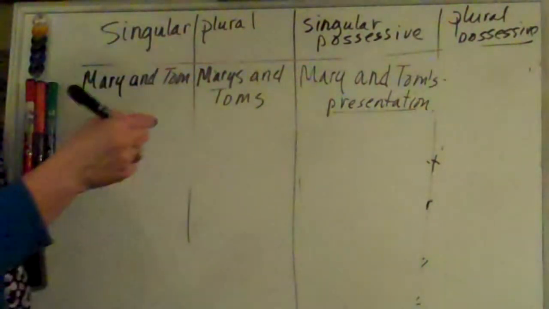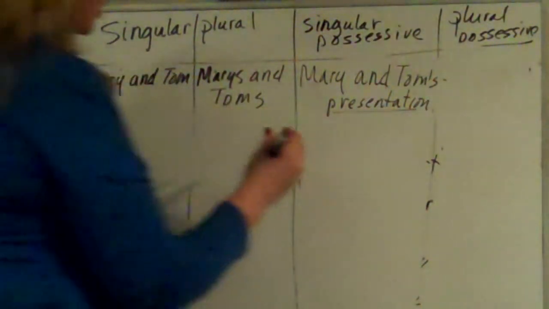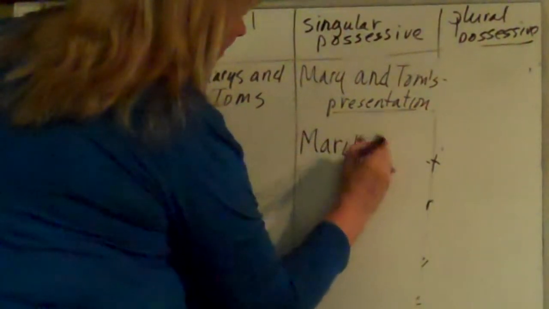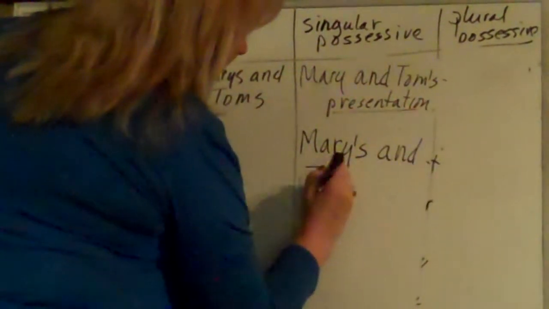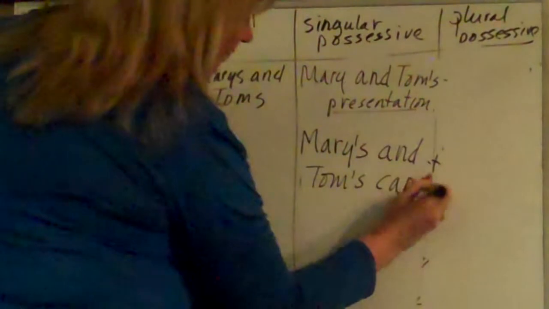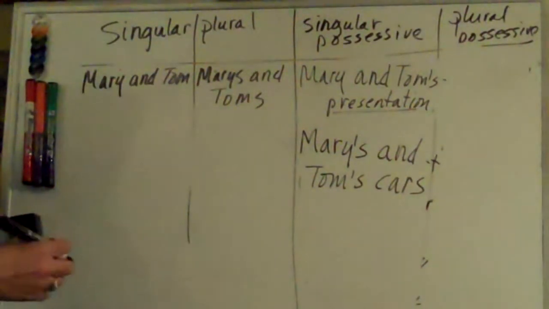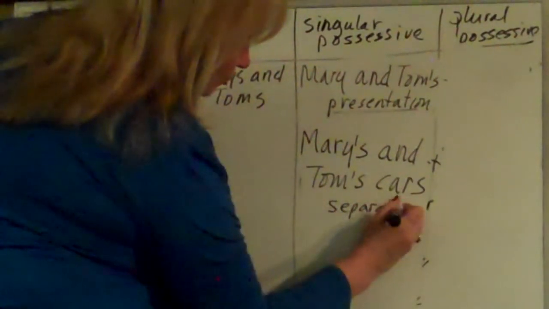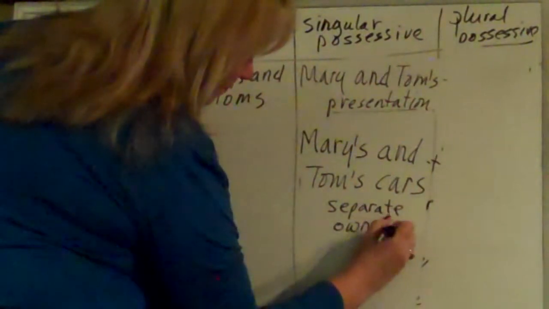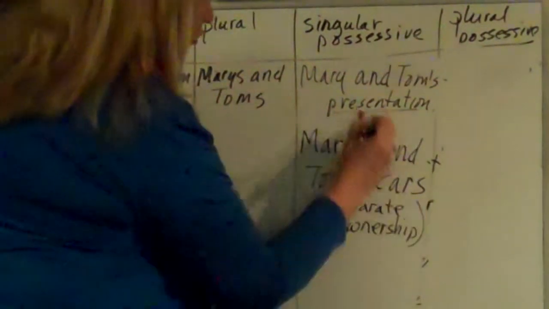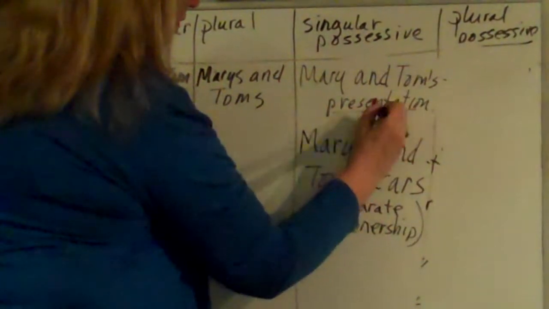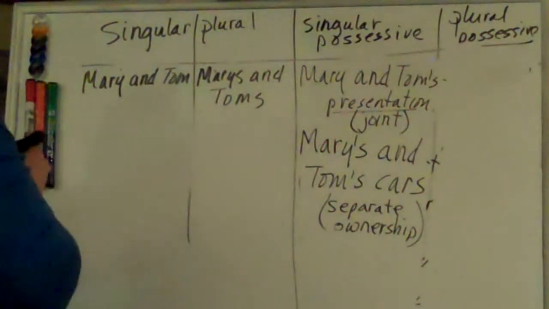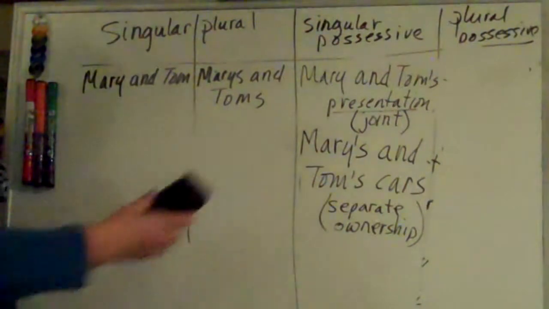Let's say, though, we were talking about something else. Maybe they each have a car, okay? If that were the case, and we're talking about two separate things, it would be Mary's and Tom's cars. Now, basically, this shows us this is separate ownership, okay? So separate ownership here. Joint ownership here. So this is when one thing belongs to both of them. Okay?